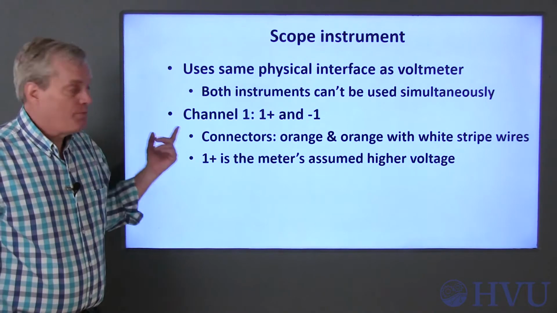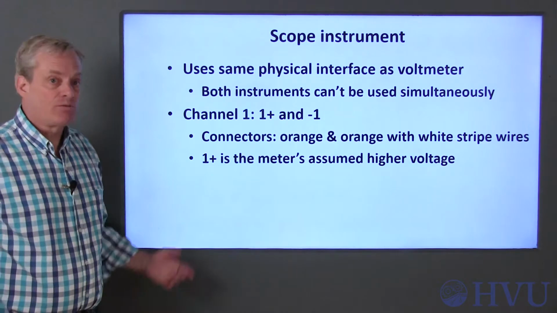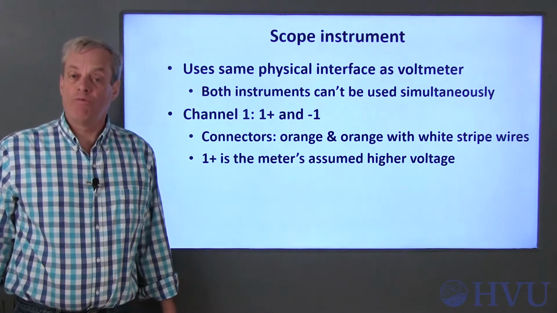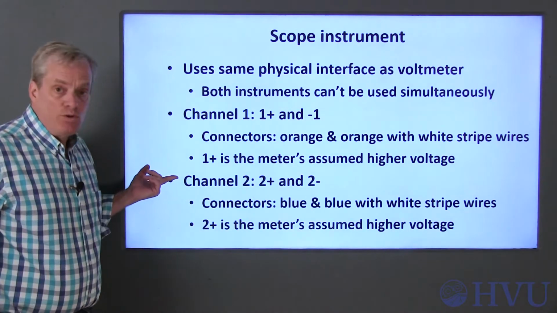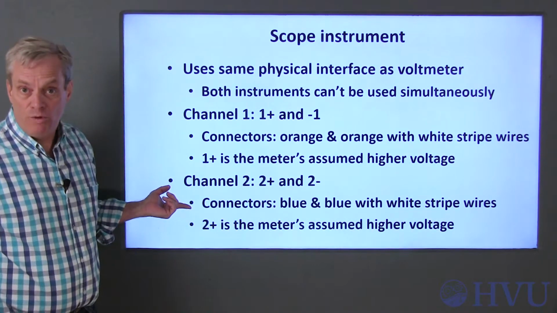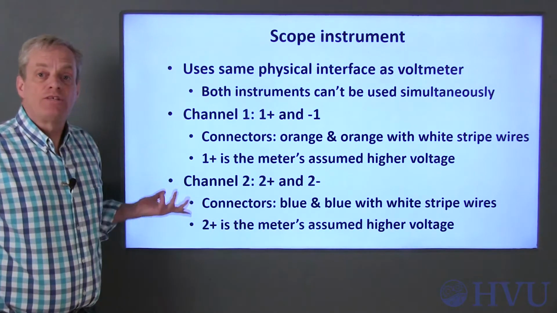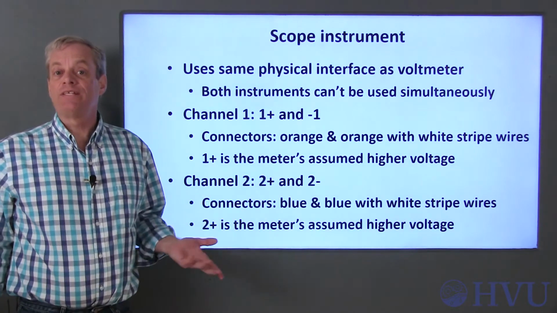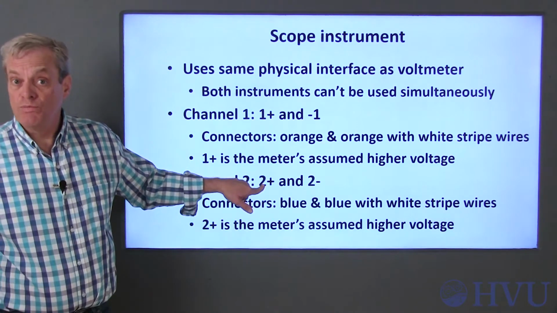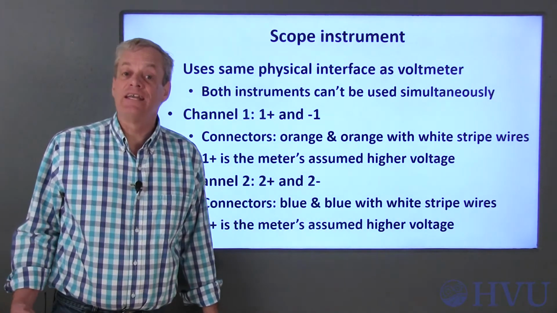Channel 1 of the oscilloscope uses the 1 plus and 1 minus terminals. As with the voltmeter, the 1 plus terminal is connected to an orange wire and the 1 minus terminal to an orange wire with a white stripe. Channel 2 uses the 2 plus and 2 minus terminals. The 2 plus terminal connects to a blue wire and the 2 minus terminal connects to a blue wire with a white stripe. The assumed polarities of the scope measurement are the same as the voltmeter. The positive terminals are connected to the assumed positive voltage, and the negative terminals are connected to the assumed negative voltages.